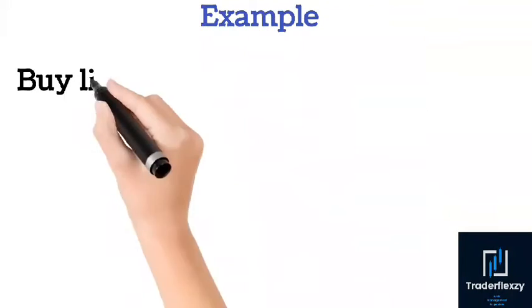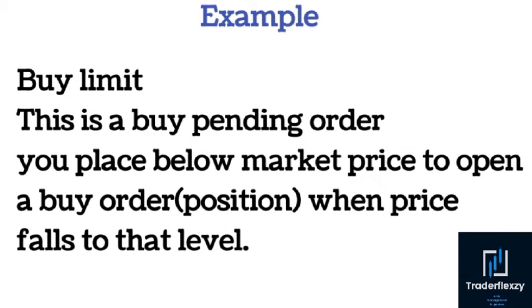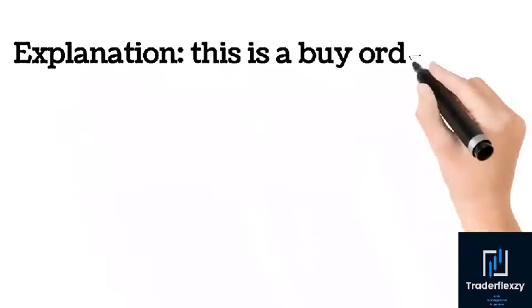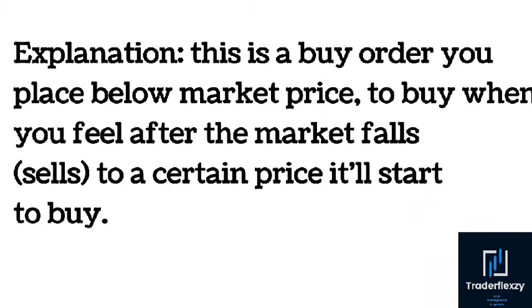Example, buy limit. This is a buy pending order you place below market price to open a buy order when price falls to that level. Explanation. This is a buy order you place below market price to buy when you feel after market falls to a certain price, it will start to buy.